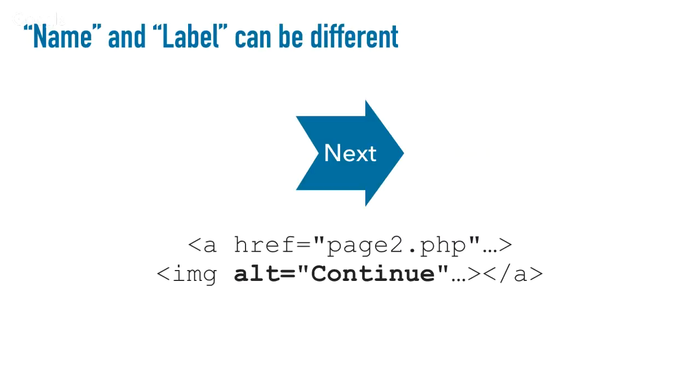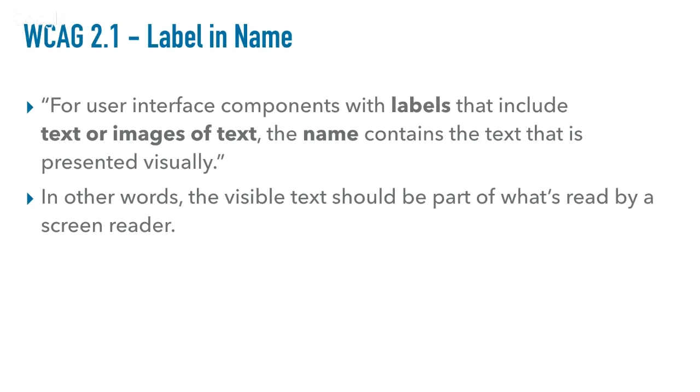We can have name and label that are different. For instance, a link that contains an image that presents the text of next. The visual label is next, but the alternative text for that image is continue. We now have a mismatch. Visual label is next, the accessible name read by a screen reader is continue. In WCAG 2.1, it was identified that this can be an issue, it can be problematic. So there's a new success criterion that says for user interface components with labels, meaning the visual text, that include text or images of text, the name, meaning the thing that's read by a screen reader or presented to assistive technology, contains the text that is visually presented. In other words, the visible text should be part of what's read by a screen reader. This is really helpful.